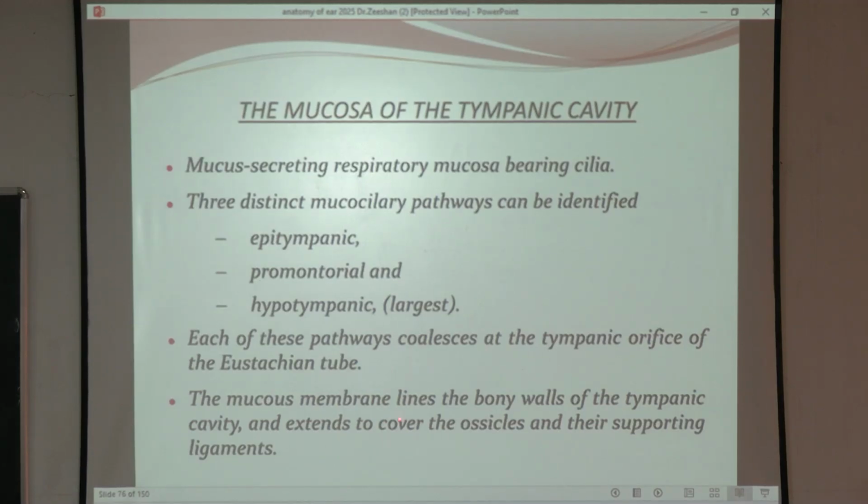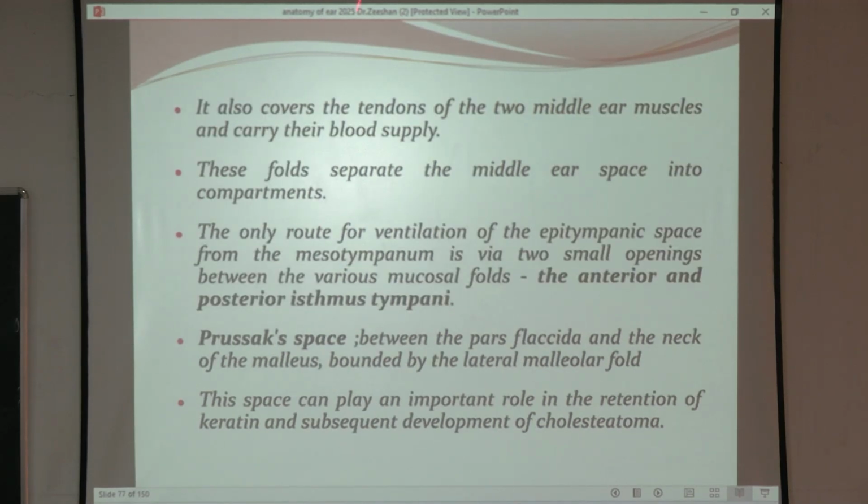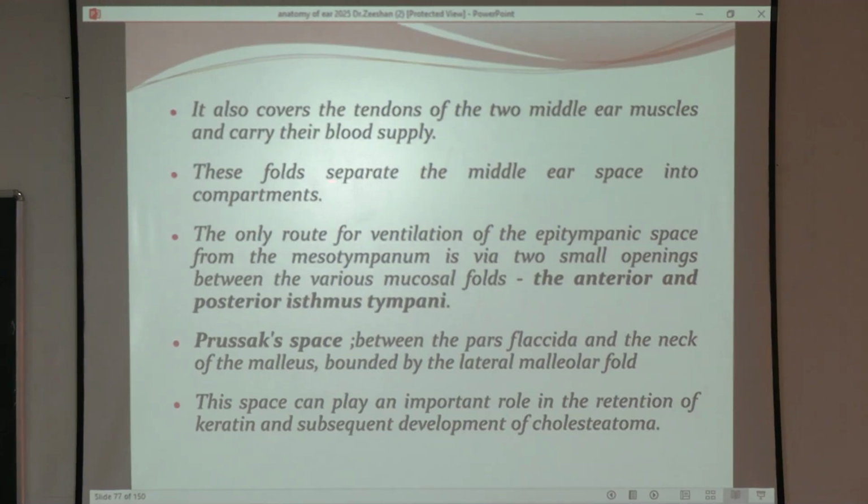All right. The mucous membrane lines the bony walls of the tympanic cavity and extends to cover the ossicles and the supporting ligaments. मतलब ये mucosa जो है middle ear का, it covers everything, all the walls, all the ossicles, all the everything, okay. It also covers the tendons of the two middle ear muscles and carry their blood supply. These folds separate the middle ear space into compartments.